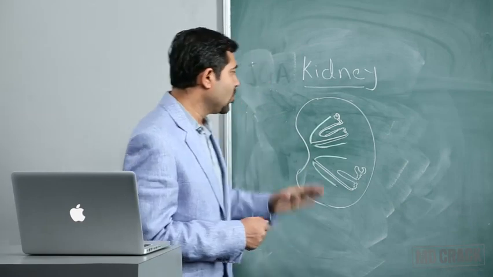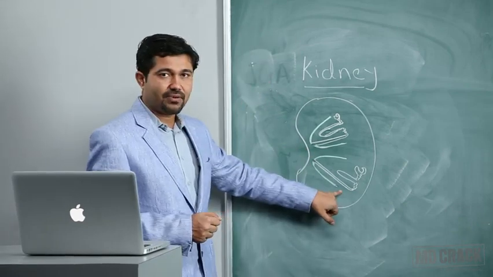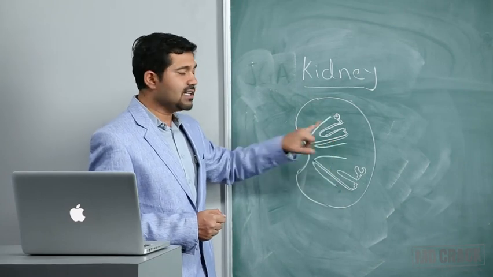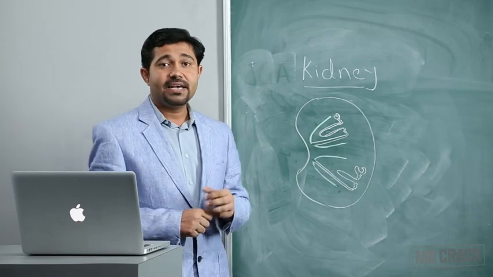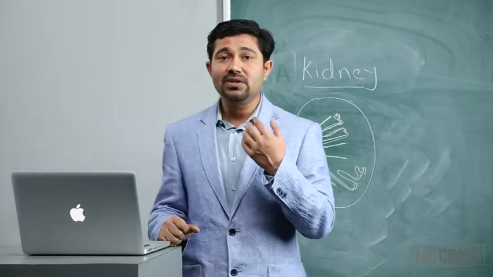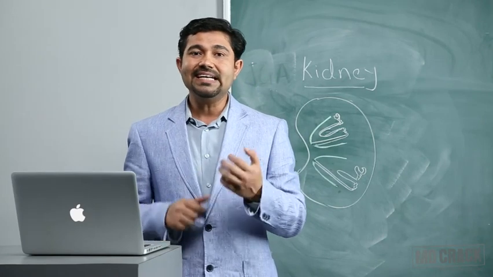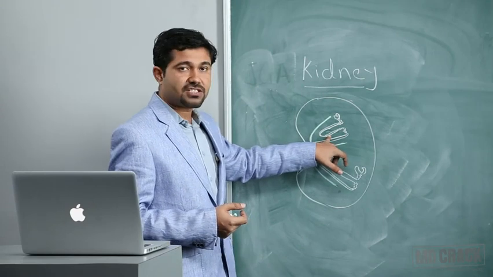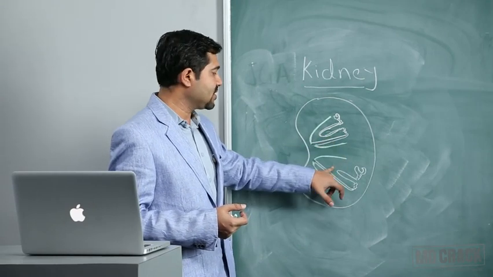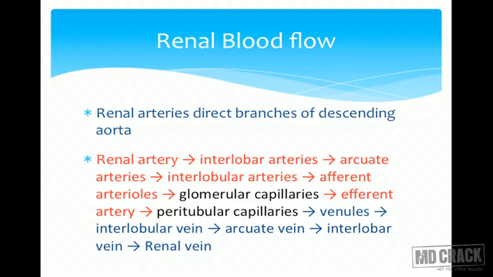Normally, in human beings, 80% of the nephrons are cortical nephrons and 20% are juxtamedullary nephrons. But in the camel, which needs to conserve much more water, 75 to 80% of the nephrons will be juxtamedullary nephrons and only 20% will be cortical nephrons. Now next, going to the renal blood flow.